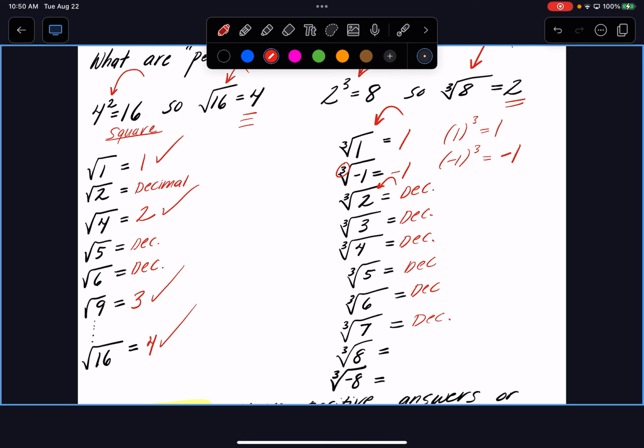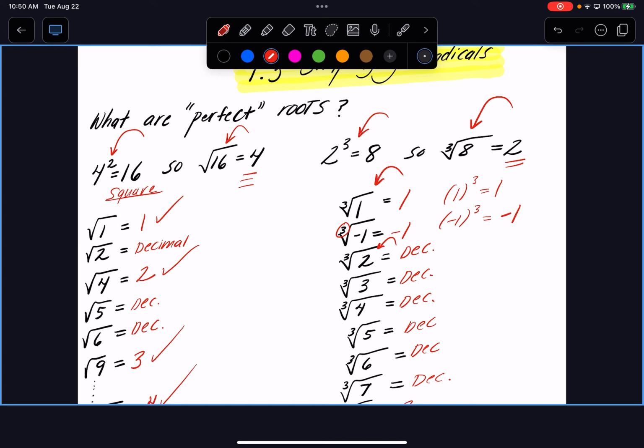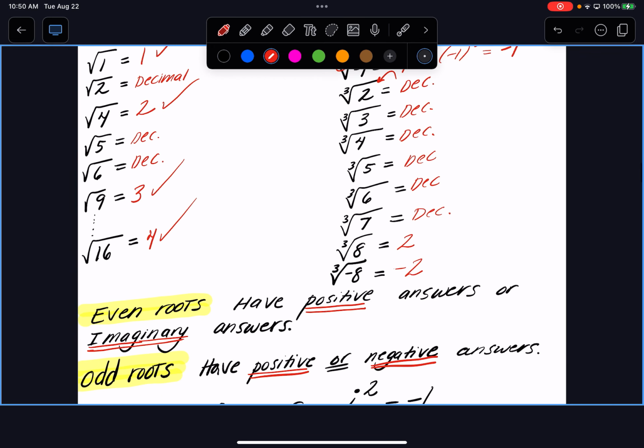Cube root of 8 is 2. What's the cube root of negative 8? Nope, negative 2. Okay, awesome. All right. The cube root of negative 8 is negative 2. Is that what you said?